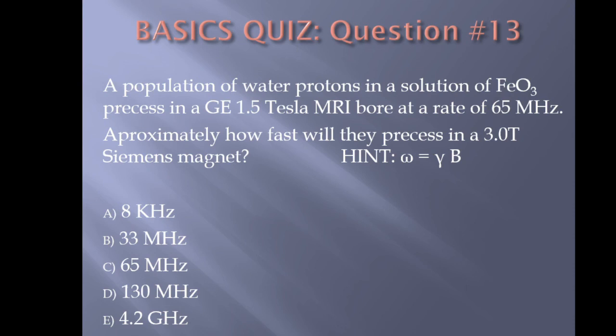A population of water protons in a solution of iron oxide are precessing in a 1.5 Tesla MR bore at a rate of 65 megahertz. Approximately how fast will they precess in a 3T Siemens magnet? 8 kilohertz, 33 megahertz, 65 megahertz, 130 megahertz, or 4.2 gigahertz.